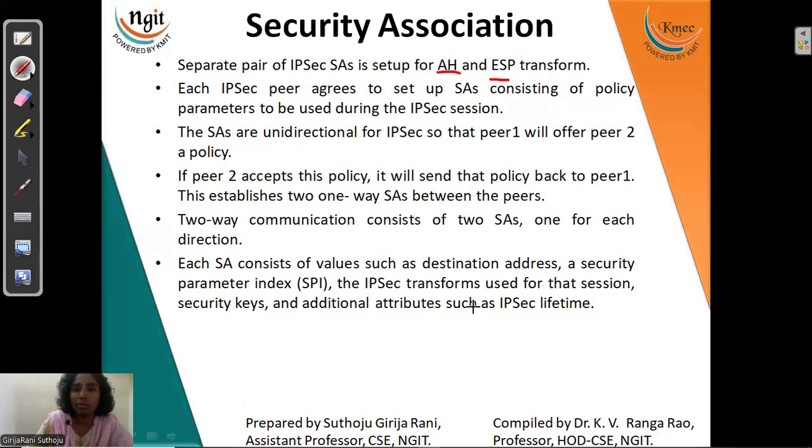And there is one important component in this, the security parameter index. This index is responsible for saving all the information about the security keys, attributes, and lifetime of the keys. Everything will be available in this SPI, that is, the security parameter index.